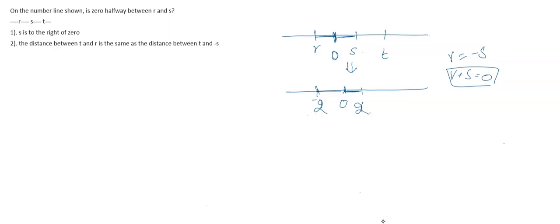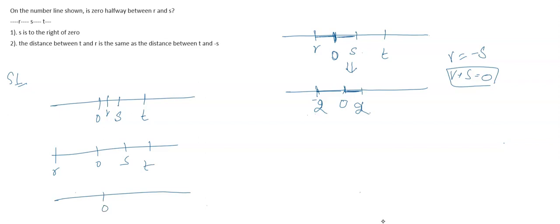So let's look at the first statement. The first statement is that S is to the right of 0. So here is 0, S is to the right of 0, here is T. But I don't know anything about R, right? Whether R is, say, here, or whether R is here but quite far, or whether R is actually equidistant from S. That's also a possibility. So it could be equidistant, this distance can be the same. But since we are getting multiple possibilities, we cannot be sure whether 0 is halfway between R and S or not. So this statement obviously is not sufficient.